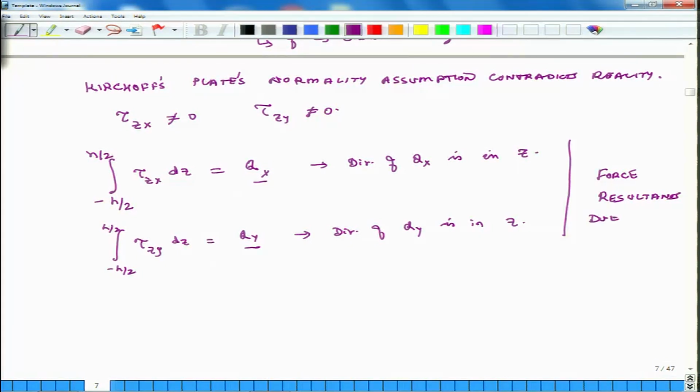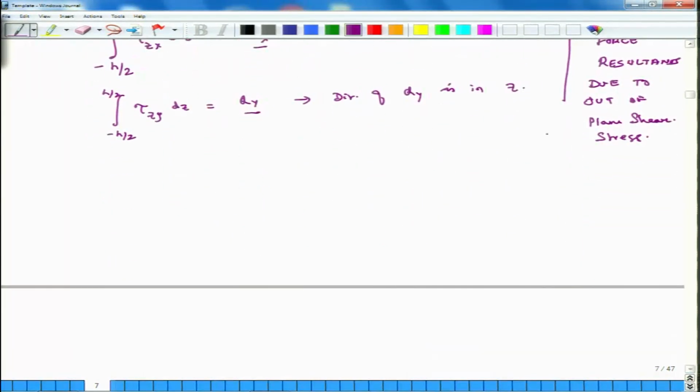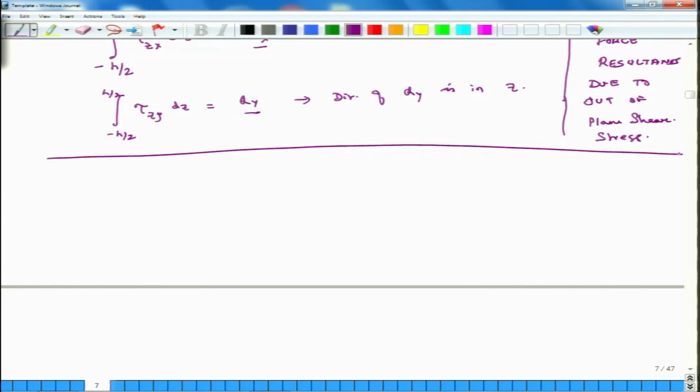And they are due to out of plane shear, out of plane shear stress, they are due to out of plane shear stress. So, now that we have developed a theory for qx and qy, we will again draw the midplane of the plate with all the vertical forces or force resultants acting on it, okay.